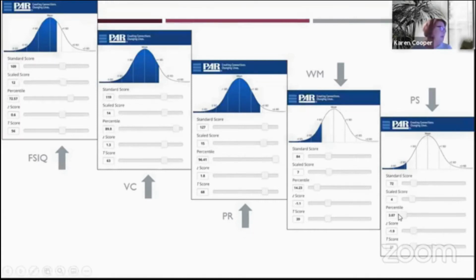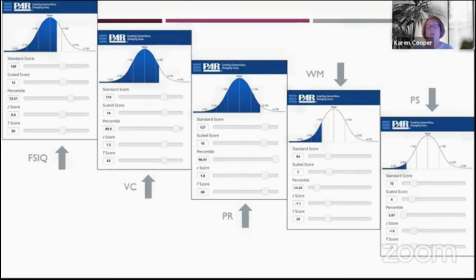When we look at processing speed, that's an even more severe impact. He's in the 3rd percentile, which means that only 3 people out of 100 score lower than him, which would explain why it takes him a long time to process information and would indicate that he needs extended time to complete assignments and tests and to respond in conversation and all of that.